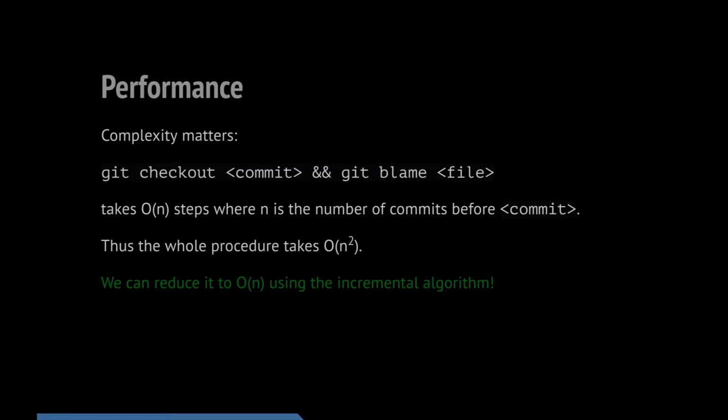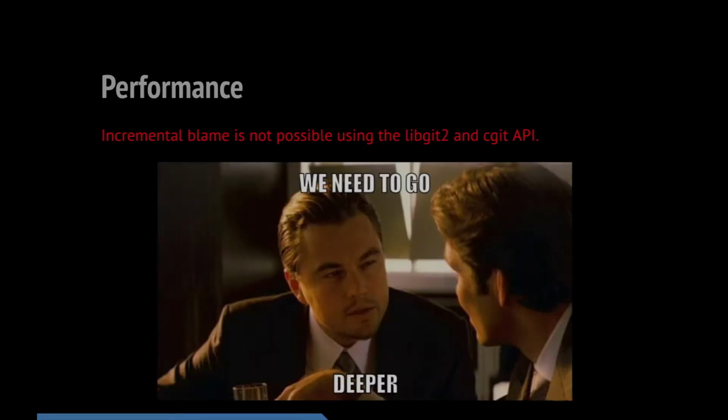Regarding performance, Eric's script has quadratic complexity because git blame is linear through history, and we call git blame on every commit, again, number of commits, and this is why it's quadratic. We can reduce it to linear complexity if we apply incremental blaming. The problem is that incremental blaming is not possible using public APIs of libgit2 or cgit or whatever tool you use, because it breaks some abstractions.